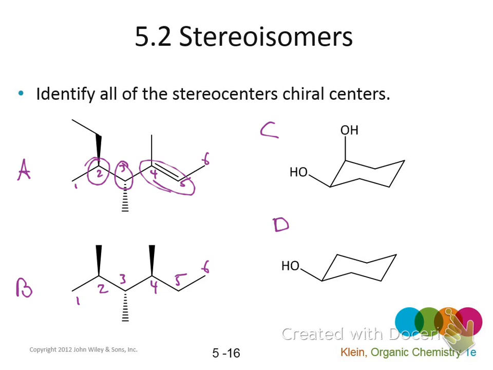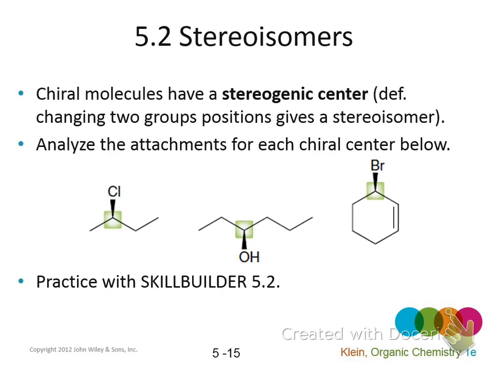Can you go back to the slide? Definition of chiral: changing 2 group positions gives a stereoisomer. That's the definition of chiral. So go back to the other one. I didn't understand why it was not 2. I don't understand, changing 2 group positions gives.